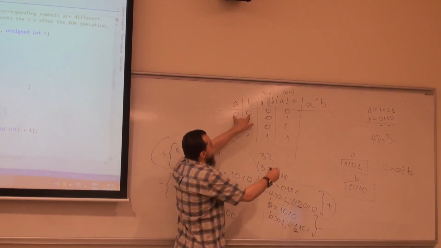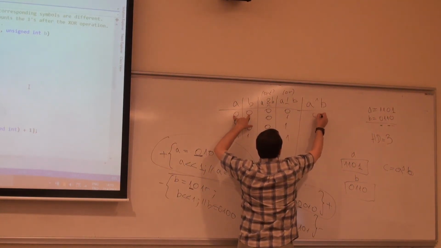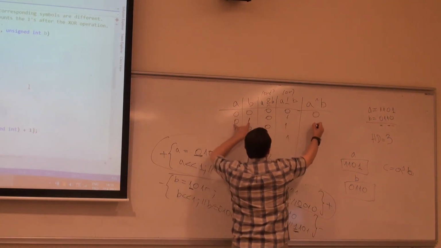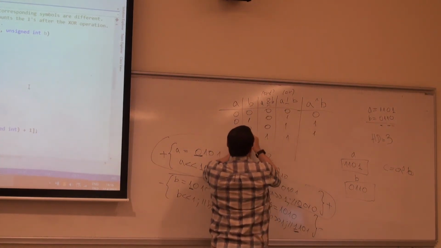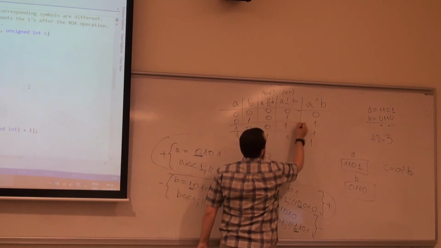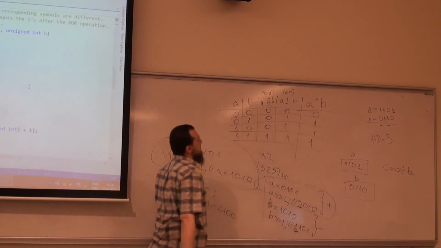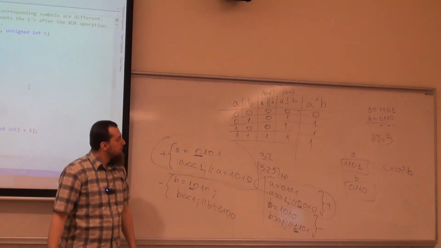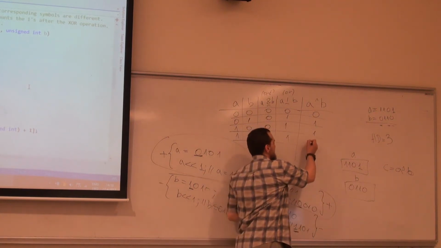So 0 bitwise XOR 0 is again 0. 0 XOR 1 is 1. 1 XOR 0 is 1. And 1 XOR 1 is 0. Let us not confuse the places and the arrangement. So this is how it works. Oh, I'm sorry. Yes. Yes. But you didn't know the answer. Why are you answering now?